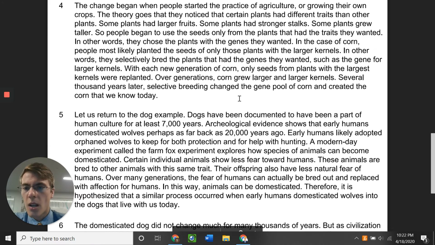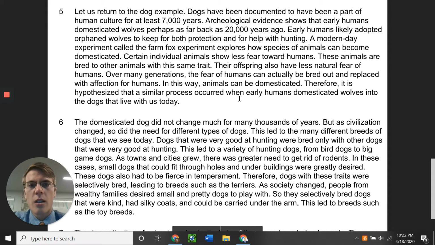Let us return to the dog example. Dogs have been documented to have been a part of human culture for the last 7,000 years. Archaeological evidence shows that early humans domesticated wolves perhaps as far back as 20,000 years ago. Early humans likely adopted orphaned wolves to keep for both protection and for help with hunting.